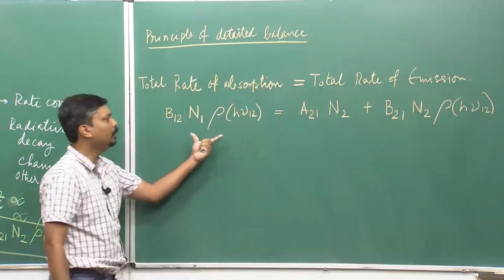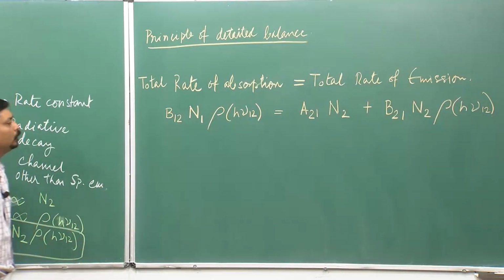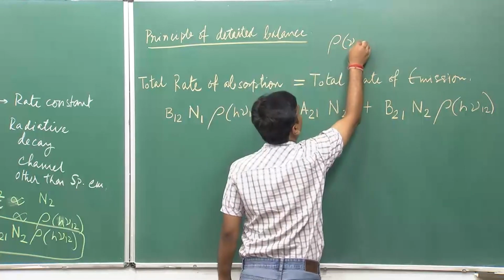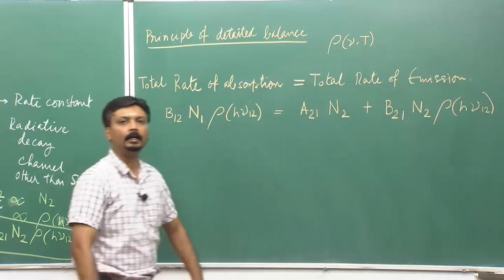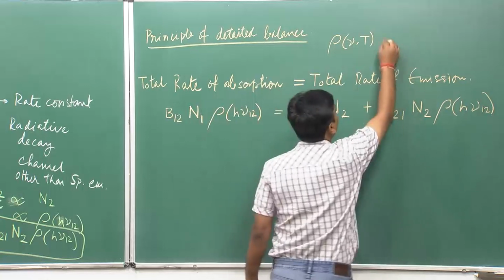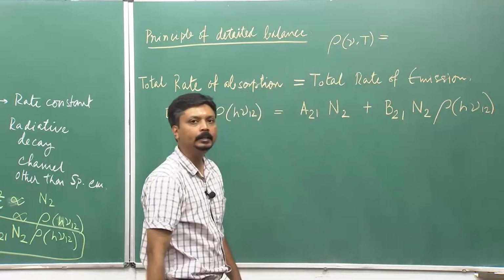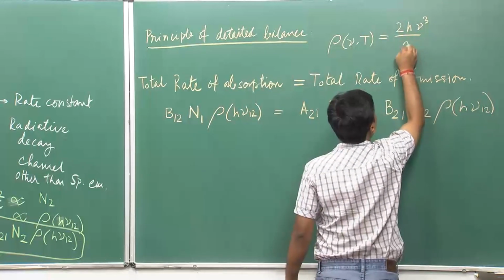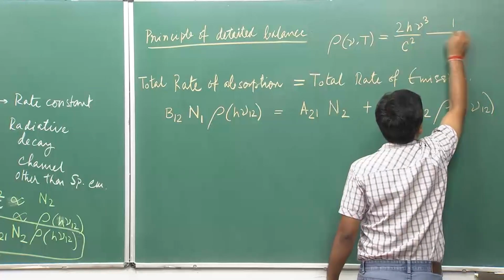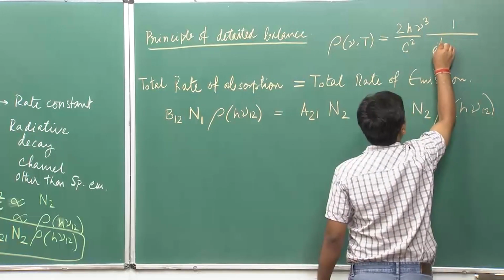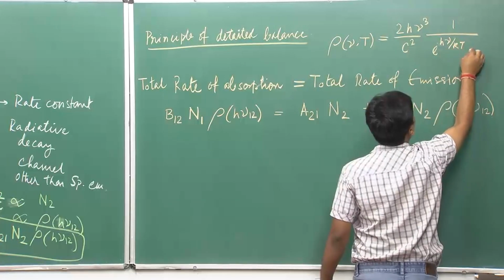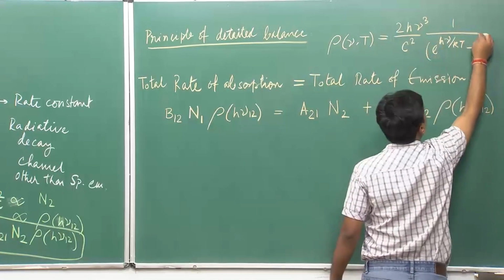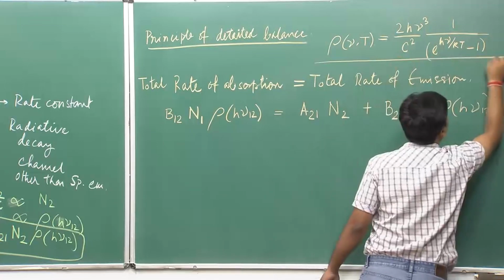Okay. So, what we need to do, if we remember in Planck's expression, so what was the Planck expression? Planck's law was, for a given frequency at a particular temperature T, the spectral density was equal to 2h nu cube by c square, multiplied by 1 by e to the power h nu by kT minus 1. This was Planck's work, right?